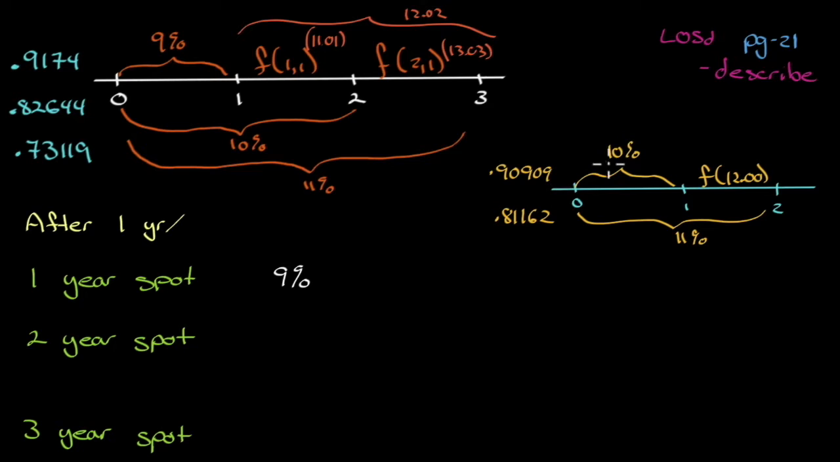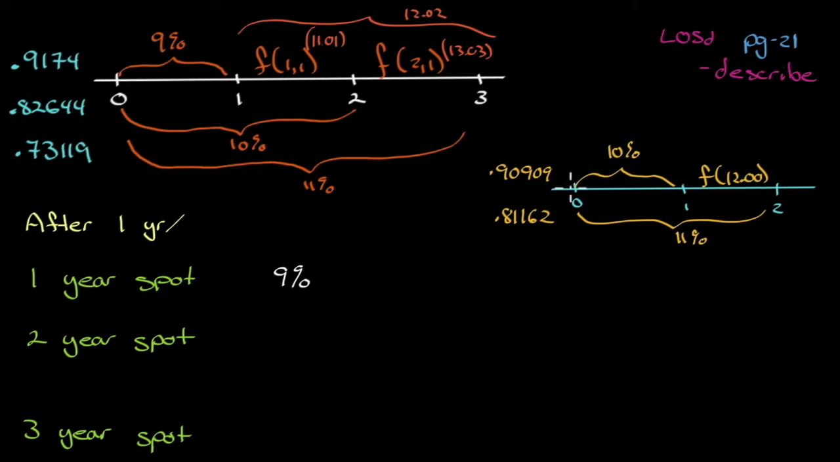Our discount factor, if this is 10%, is 0.90909. Our discount factor for the 2-year spot is 0.81162. Let's see what our return is. For the 1-year spot, it'll always be 9%. Why? Because 1 year has passed, so it will be what it will be. What about the 2-year spot? How do we calculate that on the 2-year spot? Well, the 2-year spot is now 1 year.